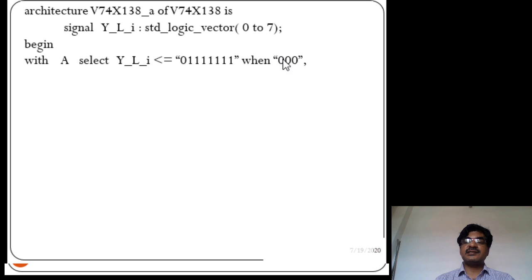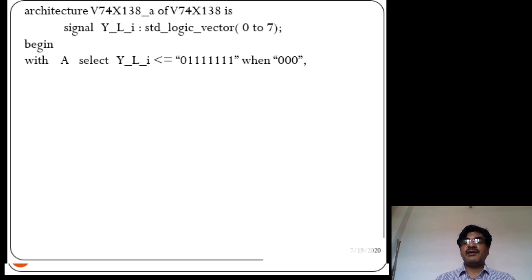When A consists of 0, 0, 0, with reference to 0, 0, 0, which output has to be active? Y0, right? So that's why this is the Y0 position. This is Y0, Y1, Y2 like that, because we declared it as 0 to 7. So this is the Y0 bit, this is Y1, Y2, this is Y7, right? So in the Y0 position, I am using 0, whereas the others are 1s. As per the truth table, this has to be, right?